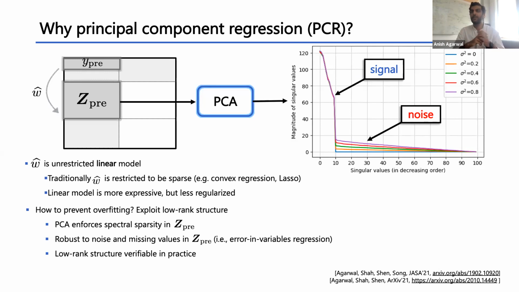For more details on why PCR is a good idea, there are a couple of papers that me and my co-authors wrote, and the citation for that is on the bottom right of the slide. And the good thing about doing PCA is that you can verify whether this low-rank structure exists in practice. You can always plot the spectrum of Z pre, see whether it's low rank. If it is, then apply principal component regression. If it isn't, then don't apply it.